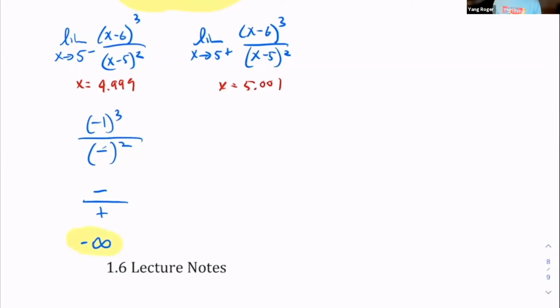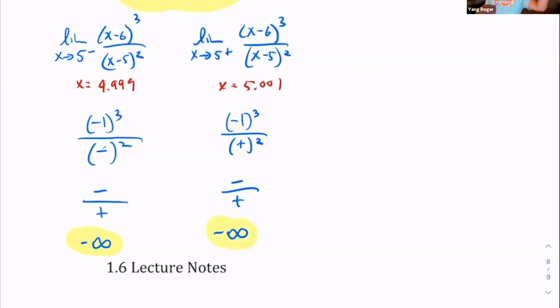Okay. What about for the second one? For the second one, you're going to get -1 cubed again for the numerator. For the denominator, you're going to get a positive number squared. Well, the square of a positive number is still positive, so you're going to get a negative divided by a positive. So you're going to get negative infinity for that second guy as well.